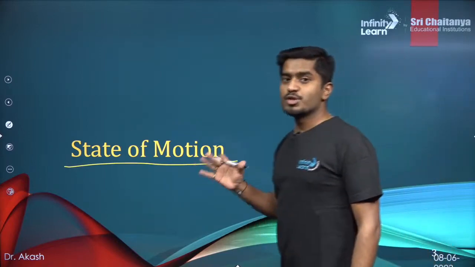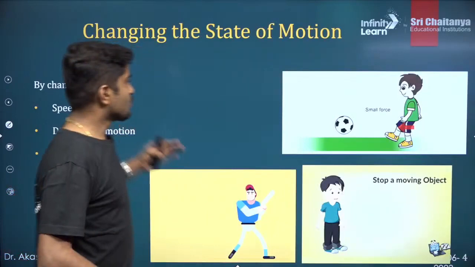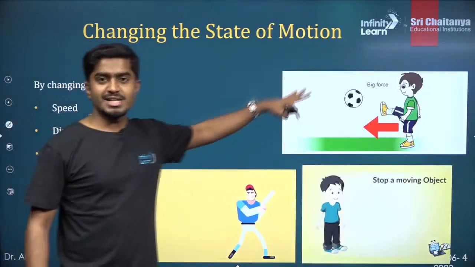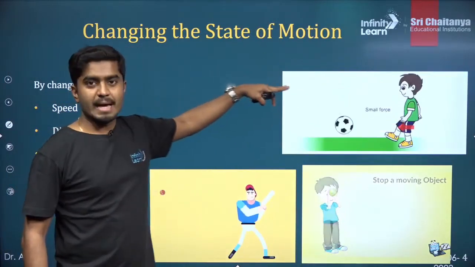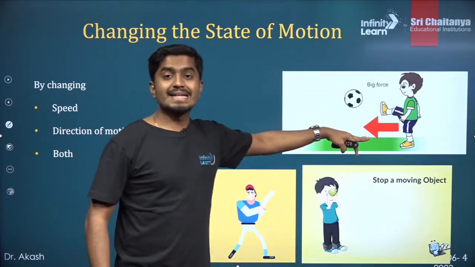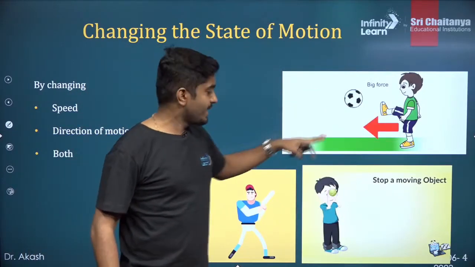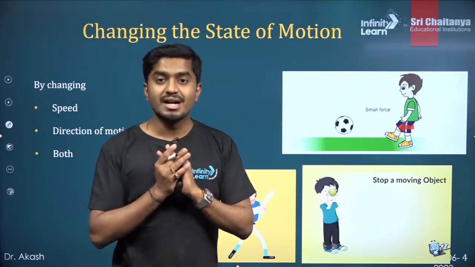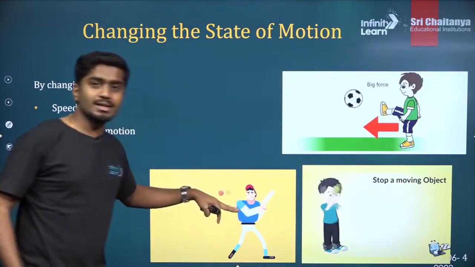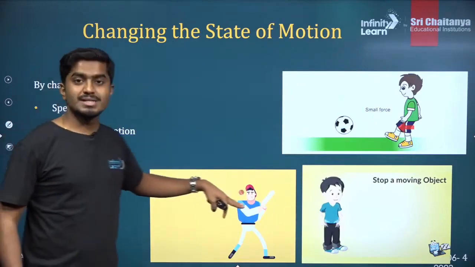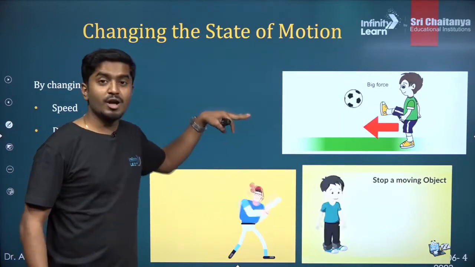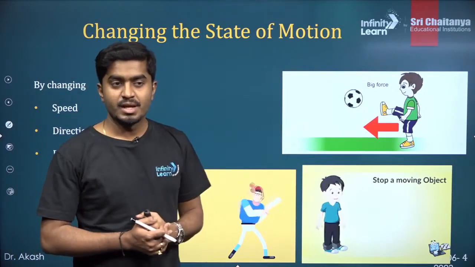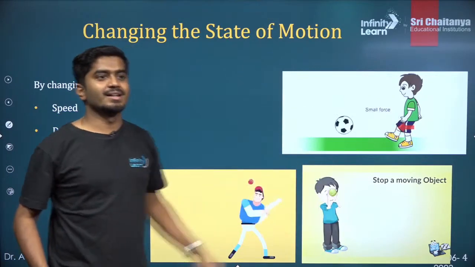So what is state of motion? Let's understand that. For example, do you see these images? In the first one, what is happening? This boy is kicking this football, right? In the second one, this person is catching the tennis ball. In the third one, there is a ball coming towards this batsman. He is hitting the ball in a different direction. So what is happening here?